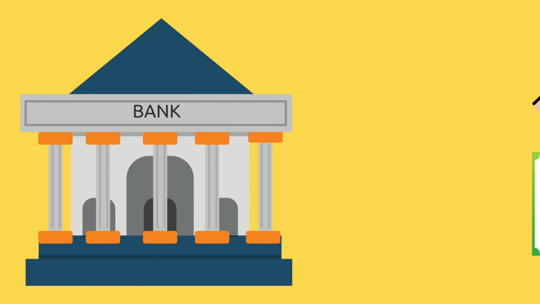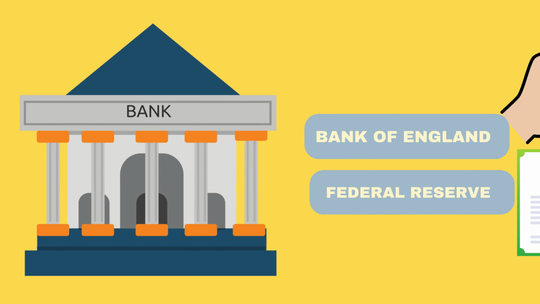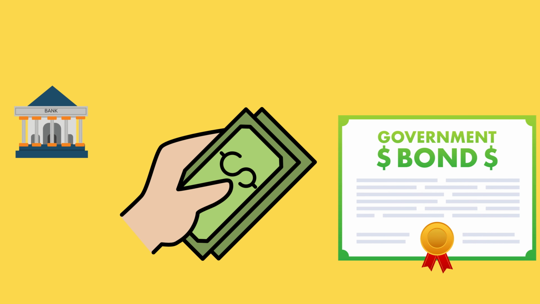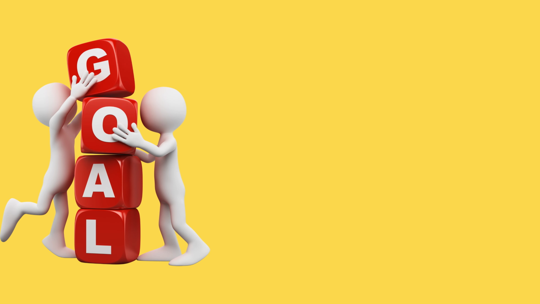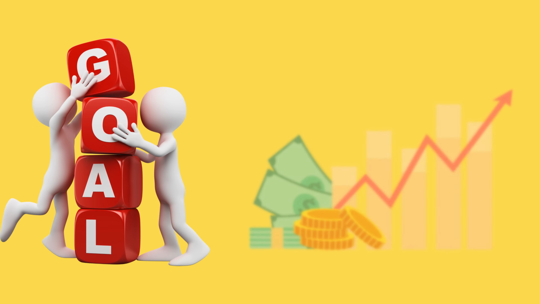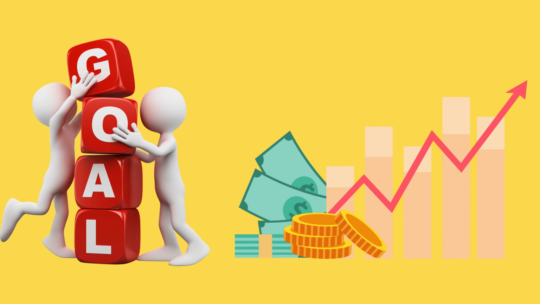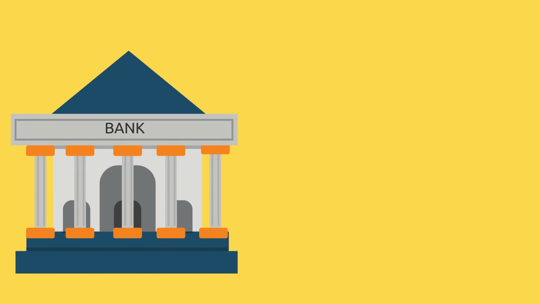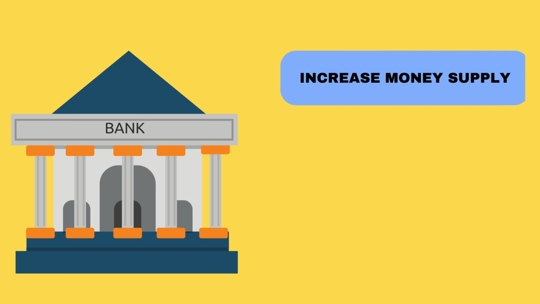Central banks, like the Bank of England and the Federal Reserve, started buying large amounts of government bonds to inject money directly into the financial system. The goal? To lower interest rates, encourage lending, and stimulate economic growth during a period when traditional monetary policy tools had become ineffective.